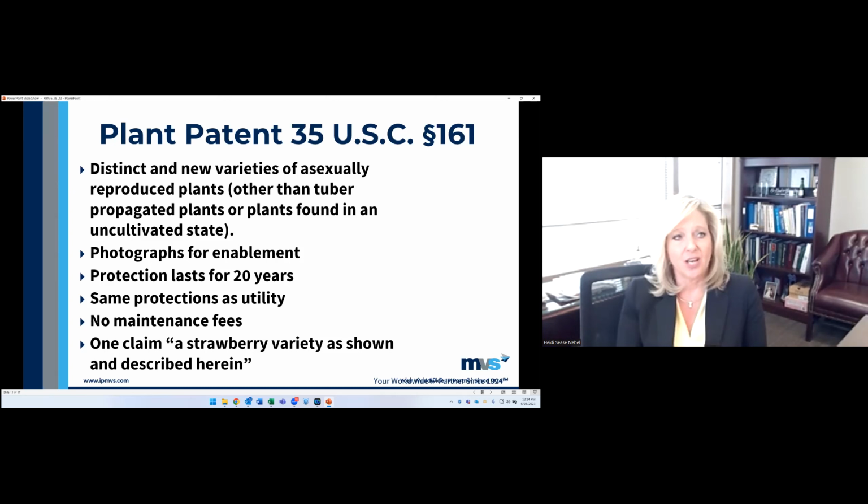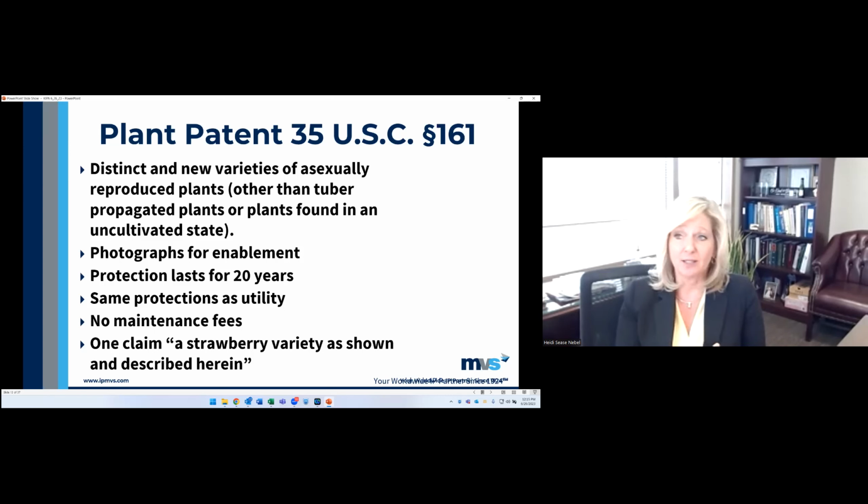It is designed exclusively for asexually produced plants. So if you think about why this might have come into existence, the idea of an asexually produced plant, which is not going to recombine and not going to be crossed with other plants, the enablement requirement now seems like it's something that can be met. And you meet the enablement requirement on a plant patent by simply providing a picture of the plant.